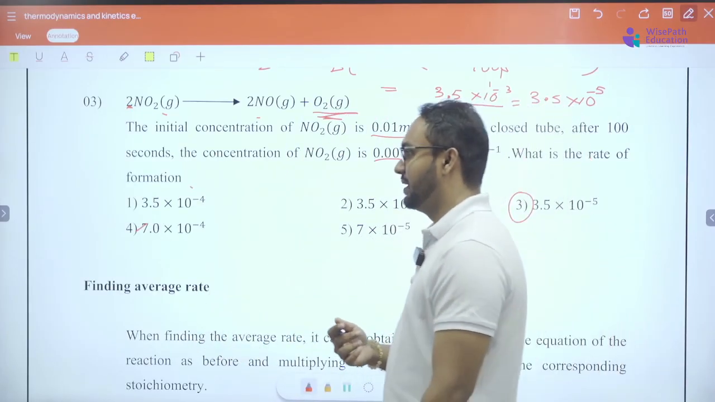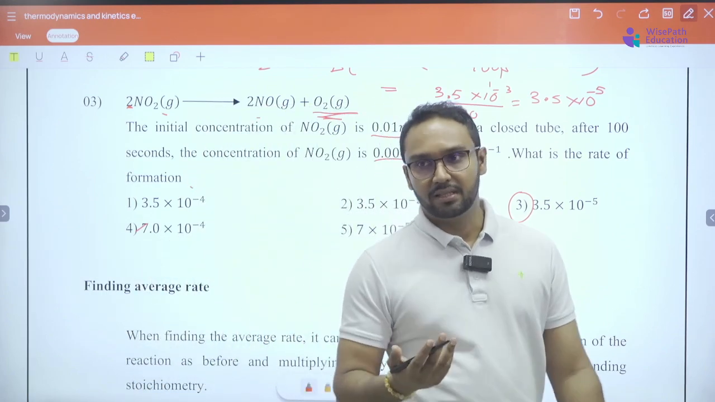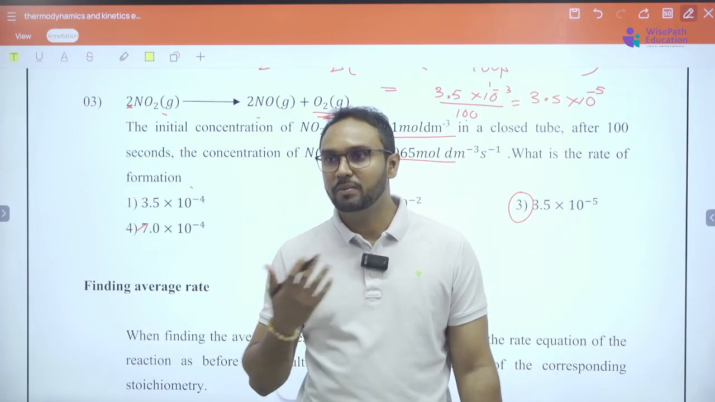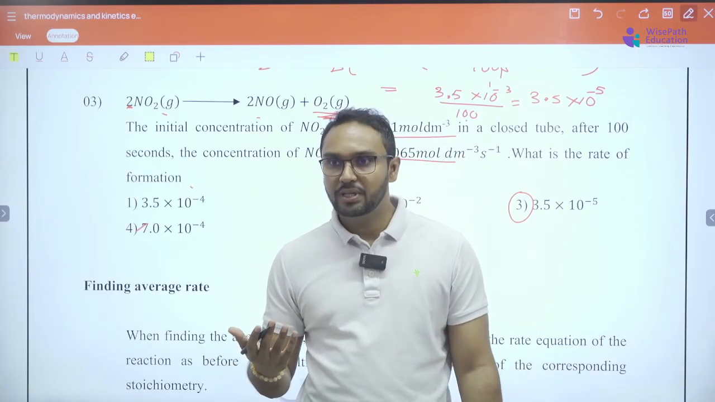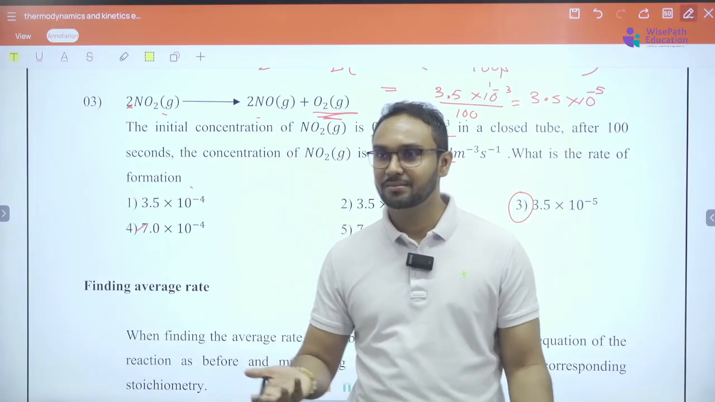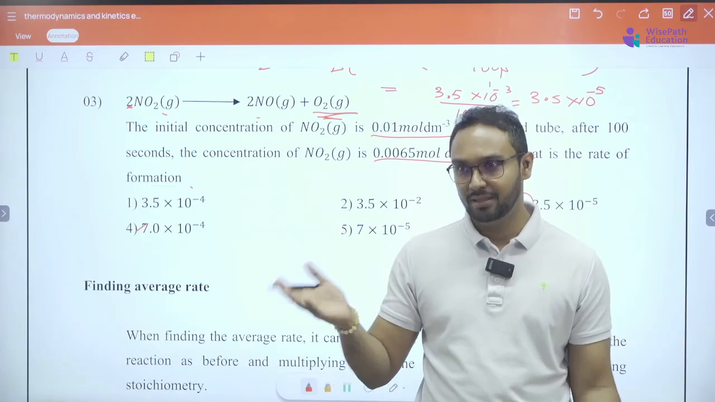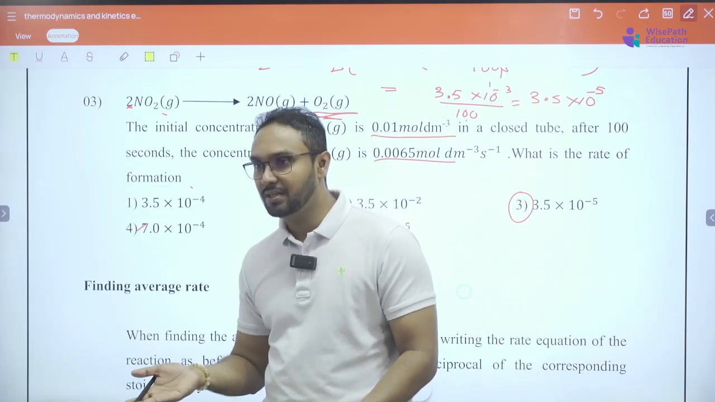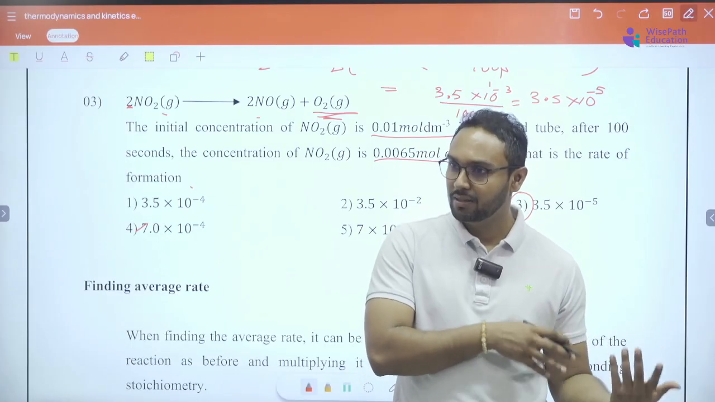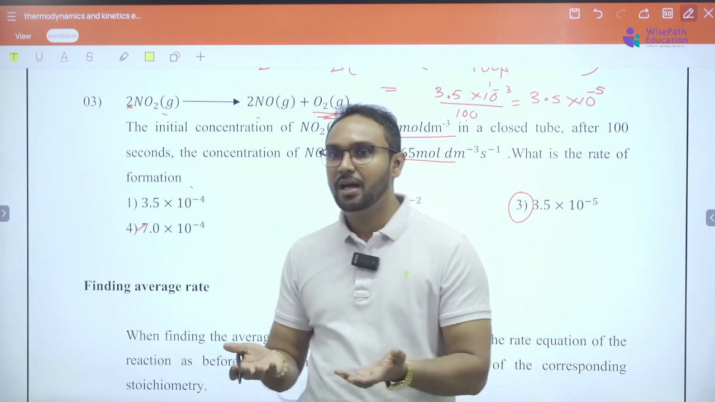So average rate of reaction, simple thing what you have to do, to find the average rate of reaction, you have to write the formula the same way and put the reciprocal of stoichiometry in the front. That's all. Get it? Simple as that. So the simple way to remember is, you write the same formula and you put the reciprocal of the stoichiometry value in the front. So you get the average rate of reaction.